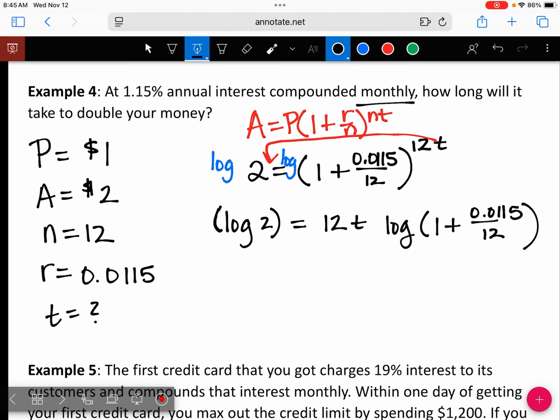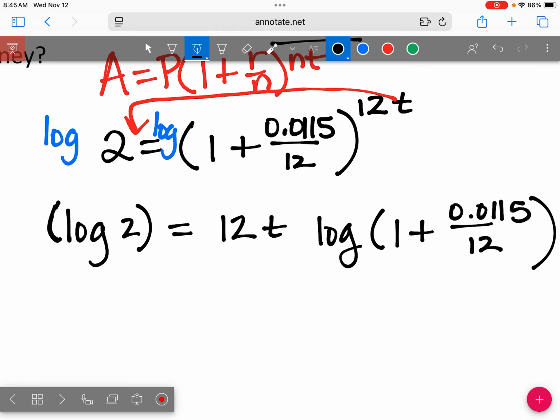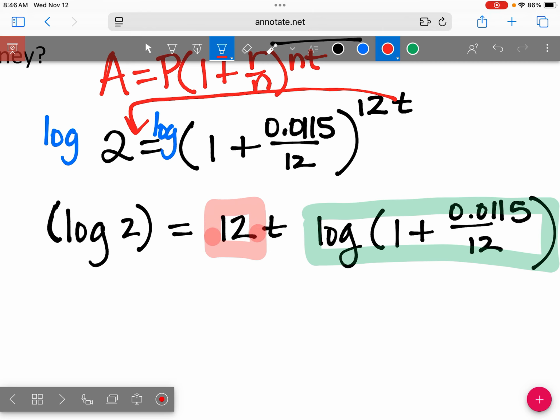Okay. Do you see where that t is? That t is in the middle of two things that it is being multiplied by. So the t is being multiplied by 12, and it's being multiplied by this number. These are two different numbers that are multiplied by t, and I want to get t by itself. So what I'm going to do is divide both sides by what you see I have boxed.